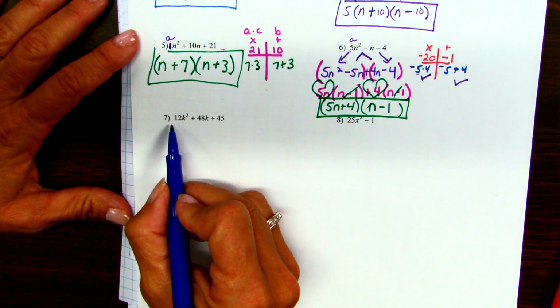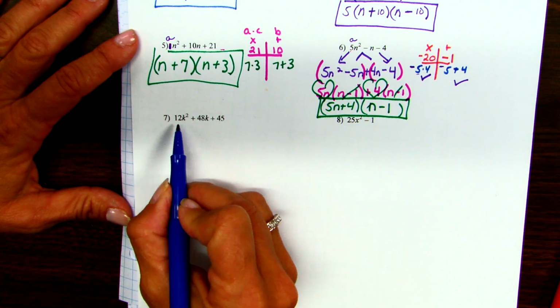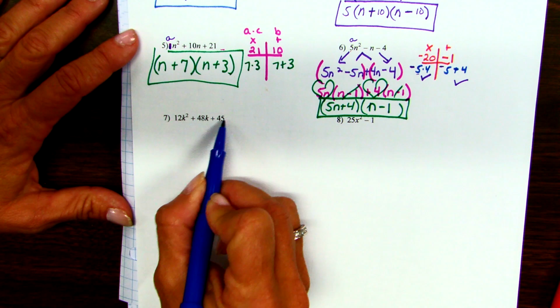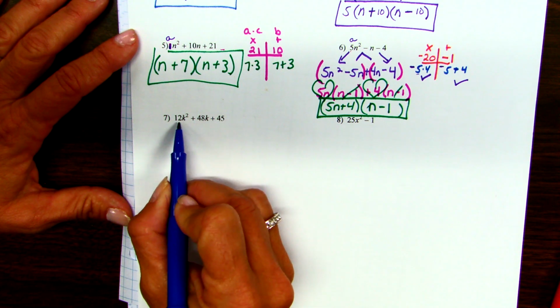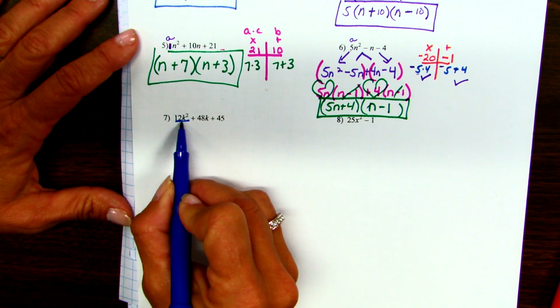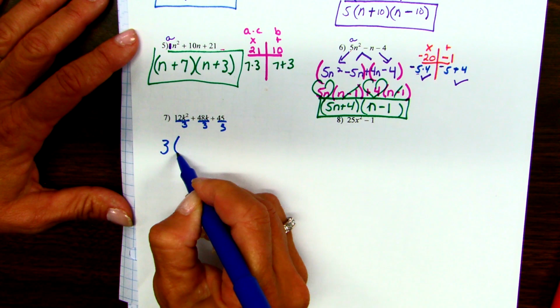There is a GCF in all of those. Okay, it's not 12. I would start with 12 and go down from there. So keep going down. 6 goes into 12, but 6 doesn't go into both of these. 4 goes into 12, but it doesn't go into both of these. 3 goes into all of those. So my GCF will be 3.